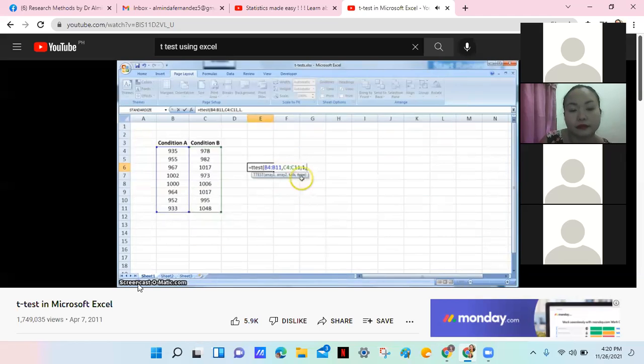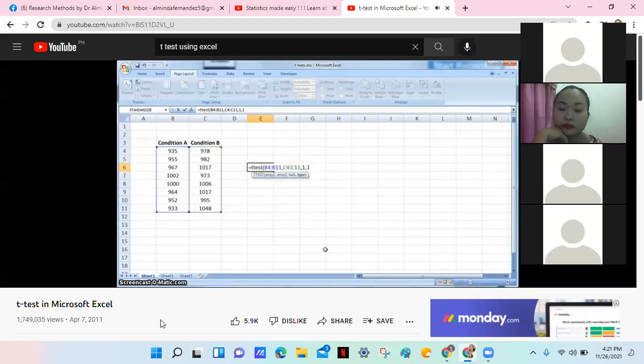Now it's asking me for type. Now this is where you distinguish in Excel whether the data comes from the same participants or from different participants. You have to enter a number here from 1 to 3, so 1, 2 or 3, depending on what your design is. So my design is a repeated measures design. Each participant took part in both conditions. This would be type 1. Type 2 is where the means come from different groups. Type 3 is also where they come from different groups.